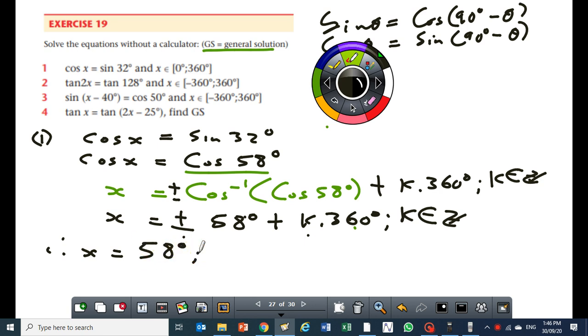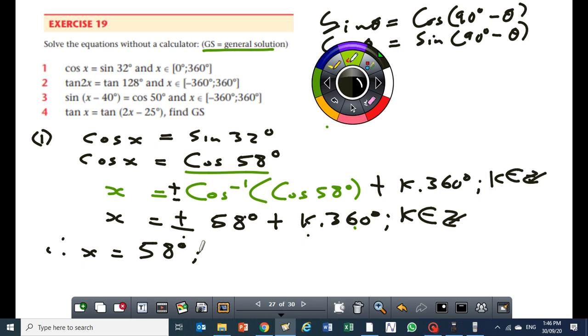So that's my first solution. Okay? I put k equal to 0. I don't want the negative 58 because it's outside the required interval. Then I'll substitute, I started with k equal to 0. I'll go up, k equal to 1.